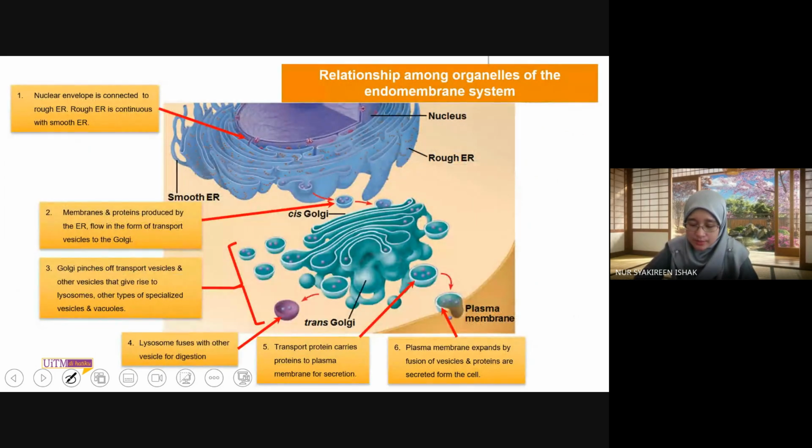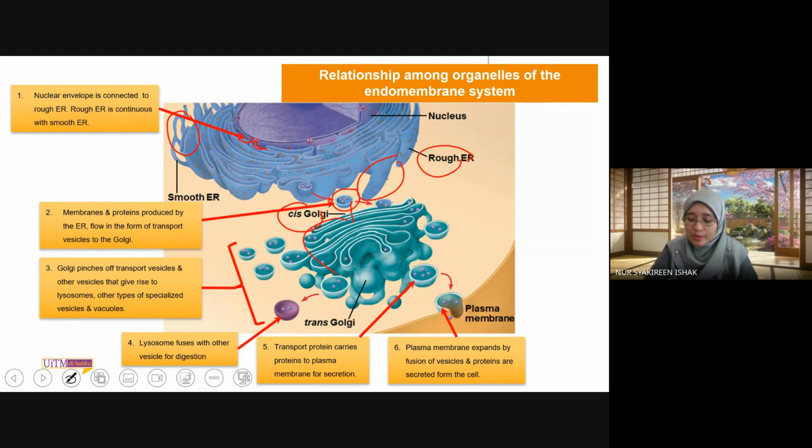Okay, so this is to summarize the whole thing. You can go through this slide to summarize the components of the endomembrane system, starting from the outer membrane of the nucleus that is continuous with the membrane of the rough ER, that is continuous with the membrane of the smooth ER. From the membrane of the rough ER, at the trans face, it forms the transport vesicle containing protein of the rough ER, goes to the Golgi apparatus, and fuses at the cis face.